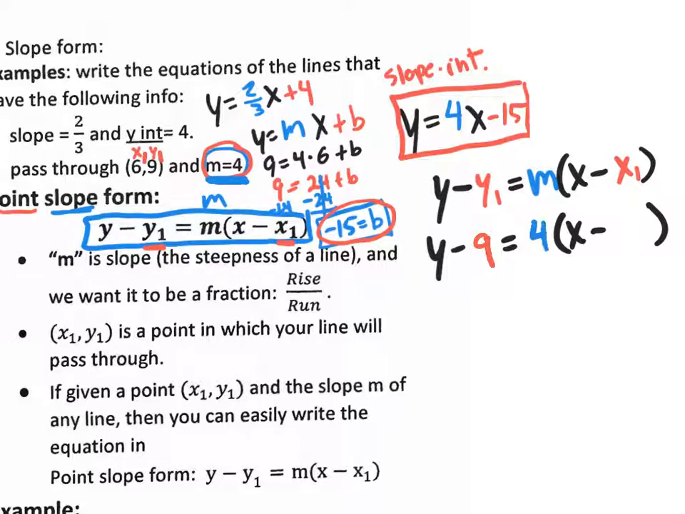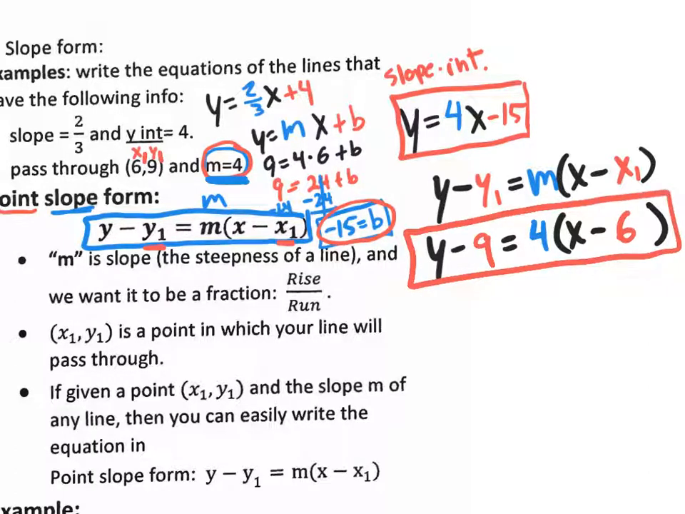M value is 4. Parenthesis x minus x1. What's my x1 value? 6. Boom. Ladies and gentlemen, this is my equation that's in point-slope form. Wasn't that a heck of a lot easier than doing all this? So point-slope form is amazing. All you got to do is memorize what that form is. y minus y1 equals m parentheses x minus x1.